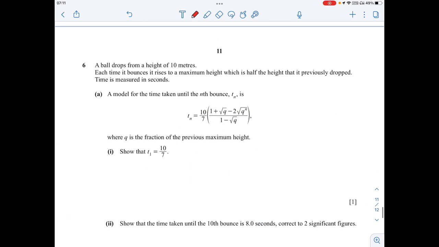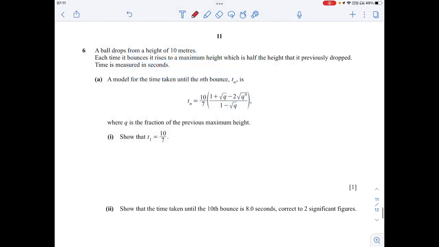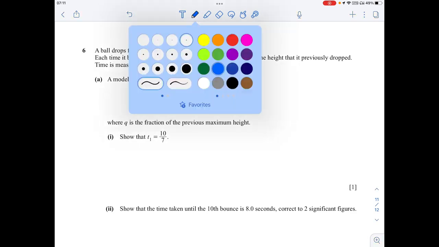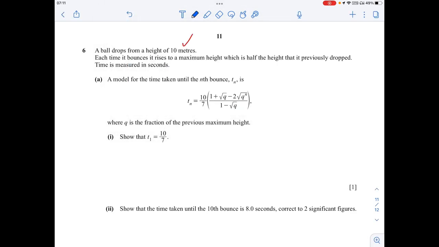The ball drops from a height of 10 meters. Each time it bounces, it rises to a maximum height which is half of its previous dropped height. Time is measured in seconds. The model is given by this formula, where q is the fraction of the previous maximum height. Show that t1 equals 10 upon 7.